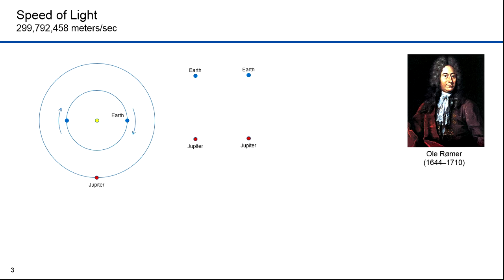He observed that the periods of Jupiter's innermost moon, Io, appeared to be shorter when the Earth was approaching Jupiter than when receding from it. Here's what happens if Earth approaches Jupiter. The green arrow is a beam of light. Because Earth travels towards Jupiter, the time it takes for light to reach Earth is shorter.